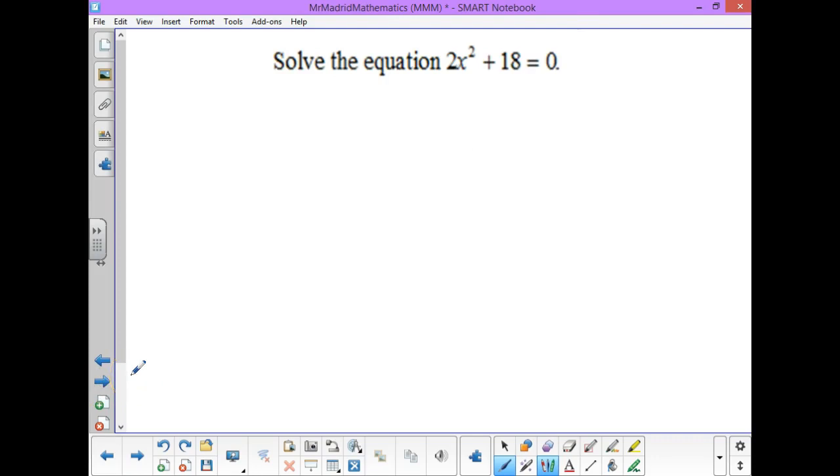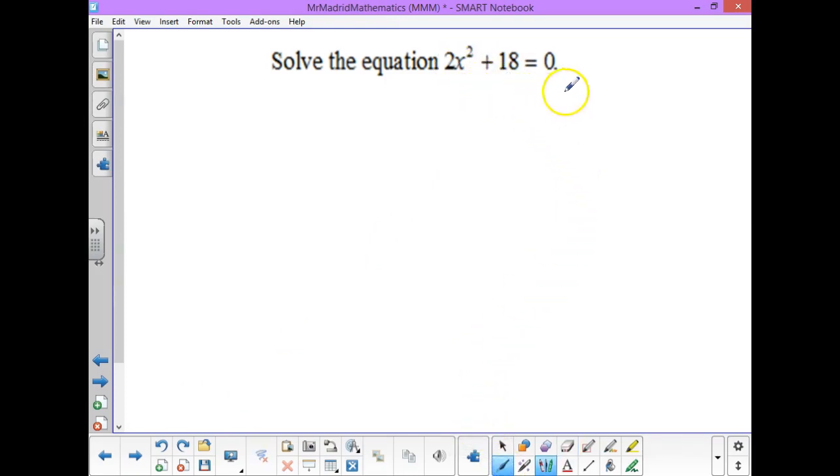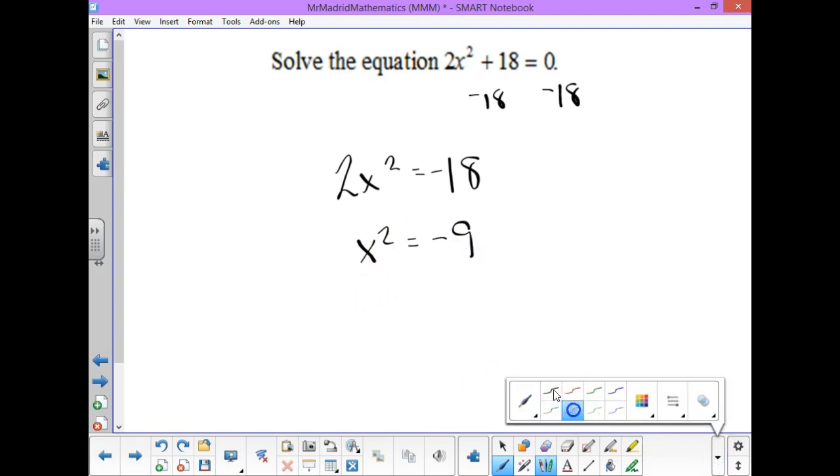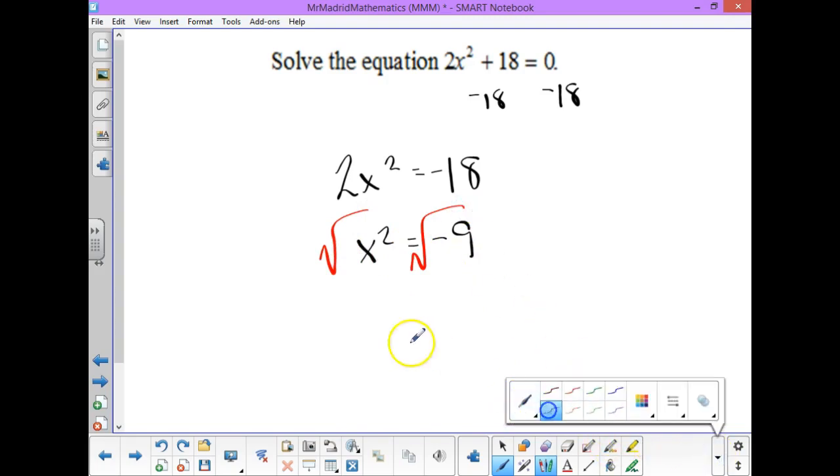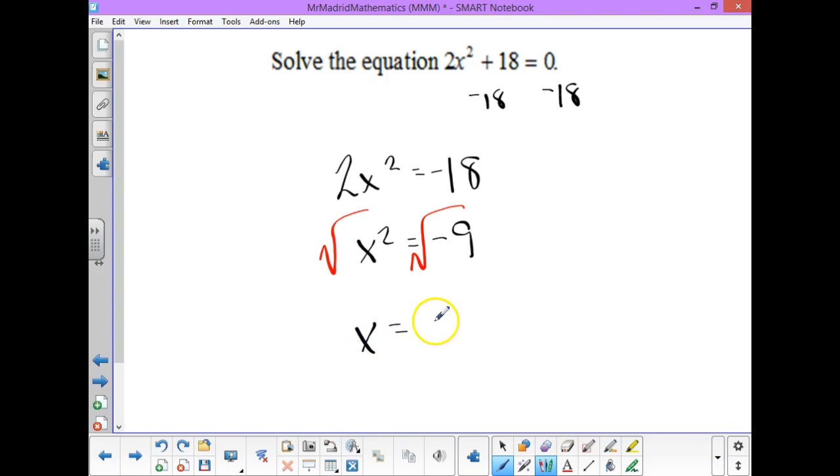Solve the equation: 2x squared plus 18 equals 8. What I'm going to do here is subtract 18 from both sides. 2x squared equals -18. Divide by 2, and you get -9. Now that good old radical helps us cancel that square. It's going to leave us x equals plus or minus the square root of -9.